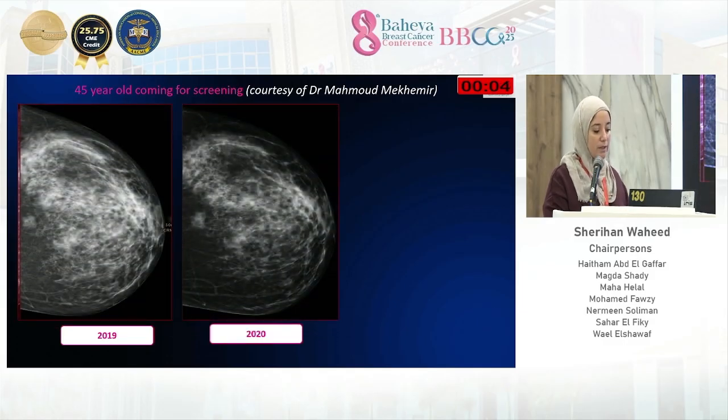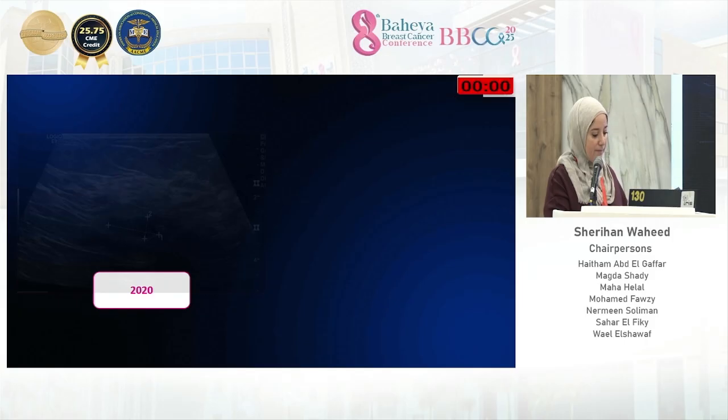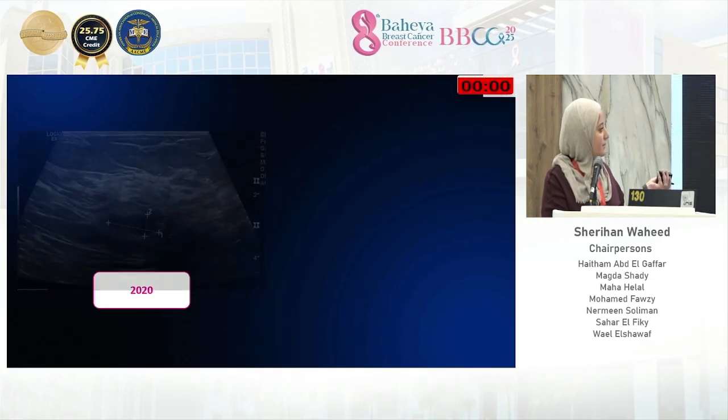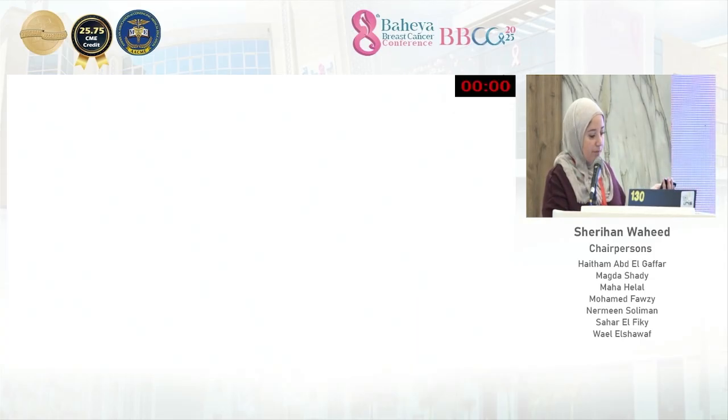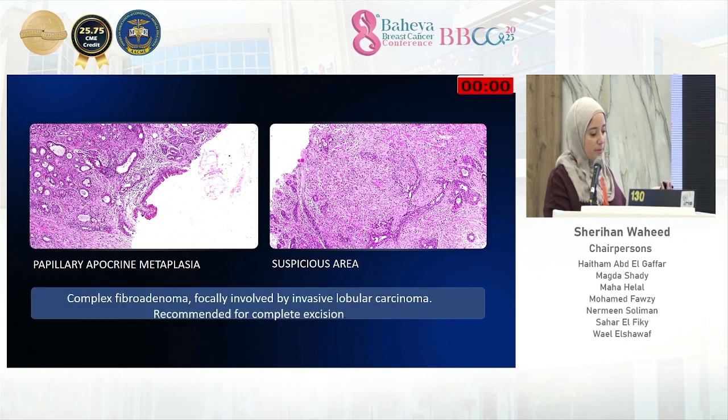In this case, we have a 45-year-old who's been coming for screening for the past 3 years, and we noticed that there's a deeply seated mass that's increasing in size. Ultrasound also revealed the progression in size. And this came back as papillary apocrine metaplasia with a suspicious area, which was later upgraded to an invasive lobular carcinoma.